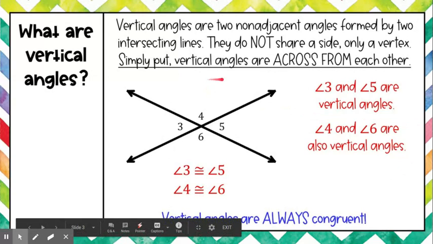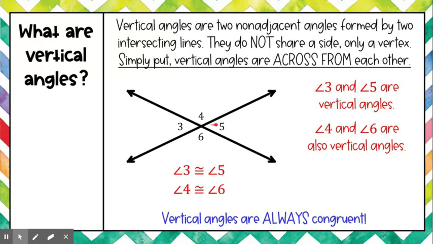So, if we look at these two lines here that kind of form this X, we can see that angles 3 and 5 are vertical angles or across from each other, and 4 and 6 are vertical angles. They're across from each other.